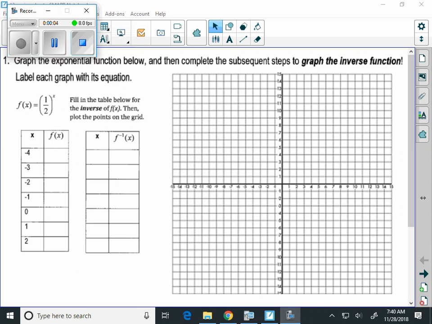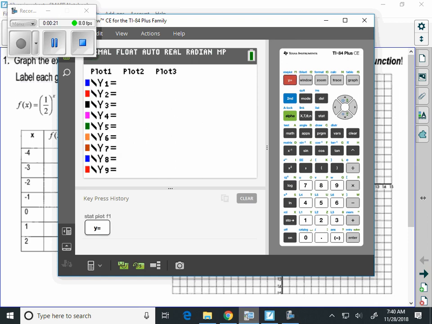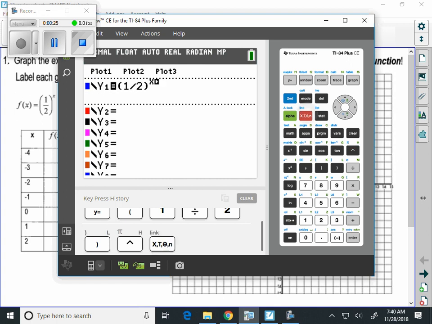This is the review for the exponentials and logarithms test. And our first problem says graph the exponential function below and then complete the subsequent steps to graph the inverse function. Label each graph with its equation. So if we pull up our calculator here and we go to y equals, we're going to type in 1 divided by 2 to the x.